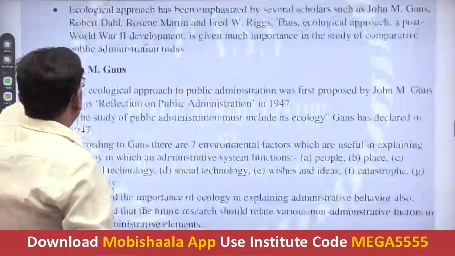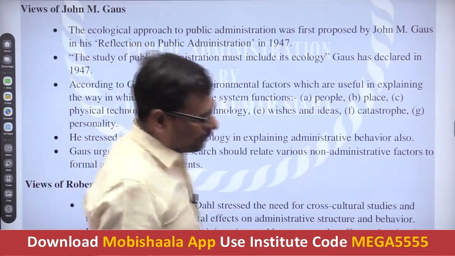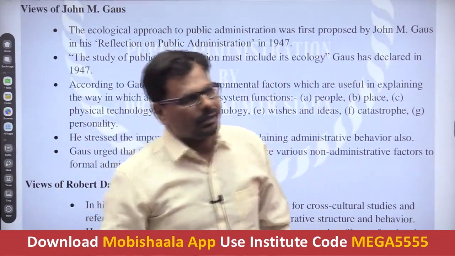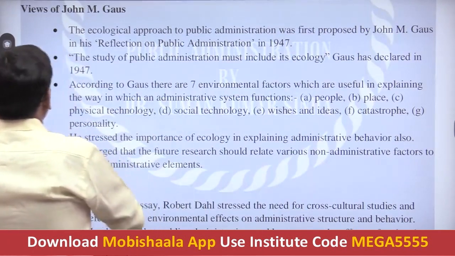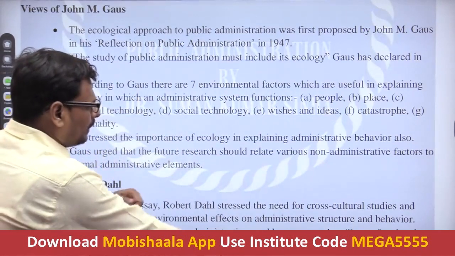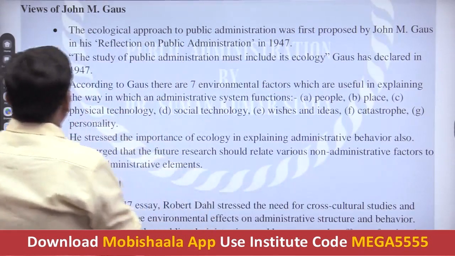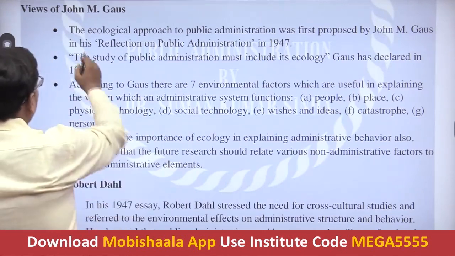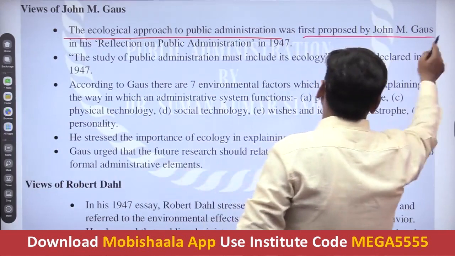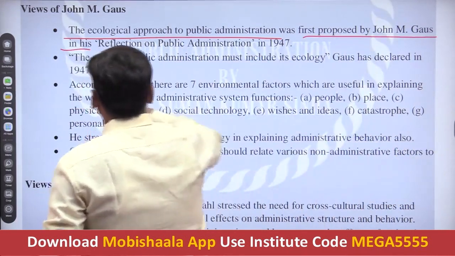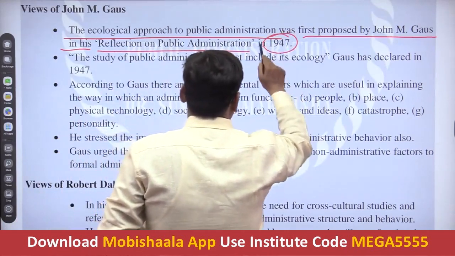As far as some scholars' views are concerned, firstly we start with J.M. Gaus. As you know, J.M. Gaus is known as the father of the ecological approach in the field of public administration. The main theme and main assumptions of J.M. Gaus about the ecological approach is that it was first proposed by J.M. Gaus in his article, Reflections on Public Administration, in 1947.